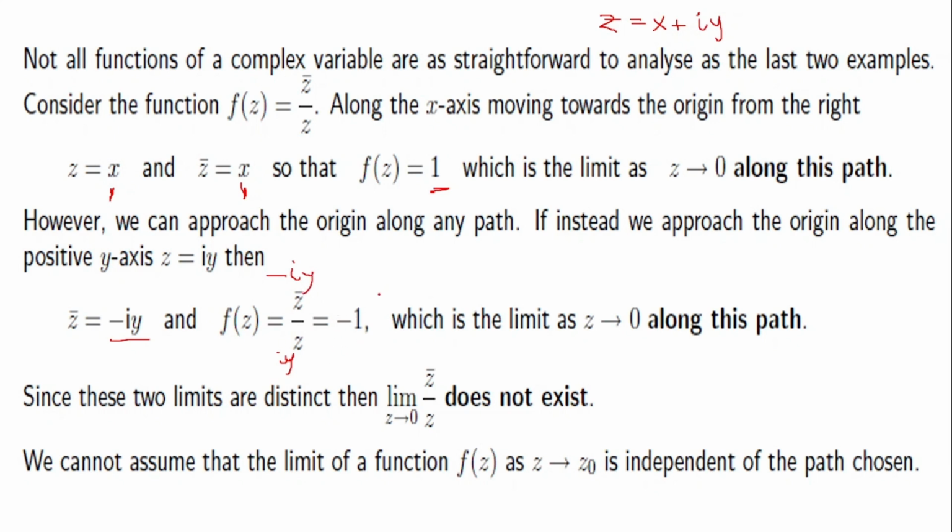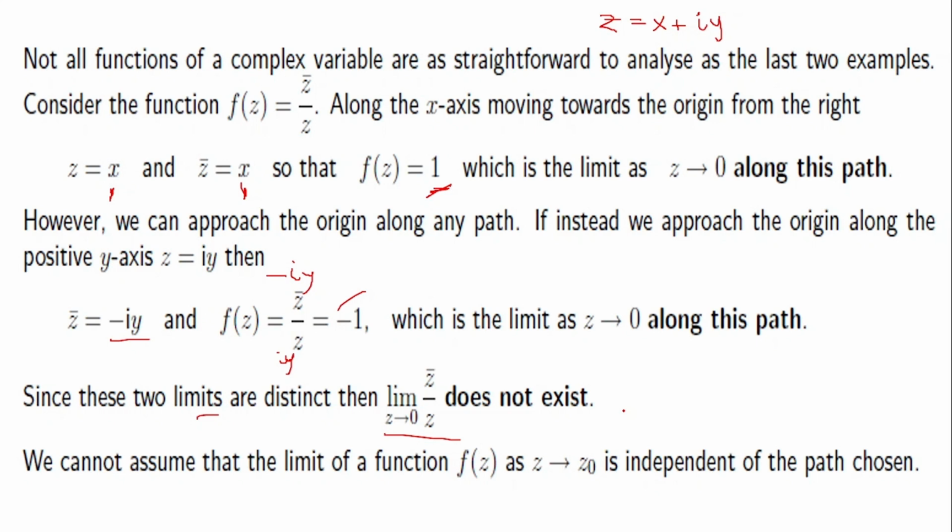Any limit that exists, no matter the path you approach it, must always be the same. But now, when we approach this one in the x direction, we get 1. Approach it in the y direction, we get -1. It means that the limit does not exist. Is that clear now? This limit does not exist because the values are distinct.